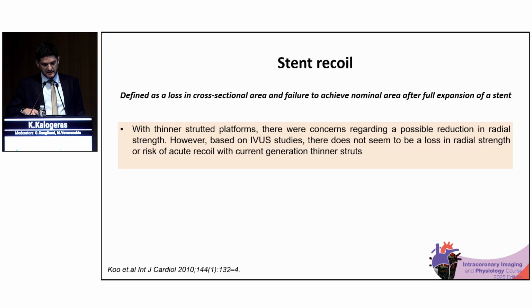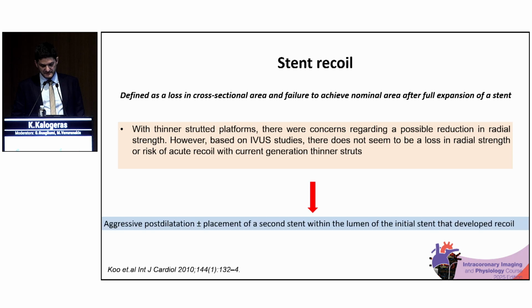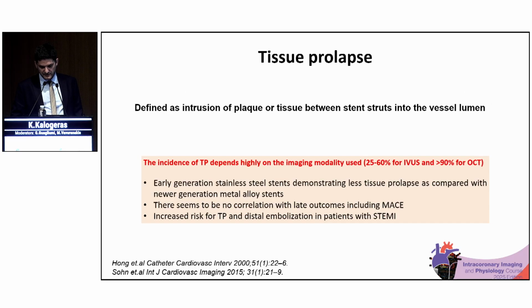Stent recoil. With the thinner strut platforms that we have today, there were some concerns regarding a possible reduction of the radial strength of these stents. However, based on IVUS studies, there does not seem to be a significant loss in radial strength and risk with the current stents. What can we do? Aggressive post-dilatation and, only if needed, placement of a second stent within the lumen.